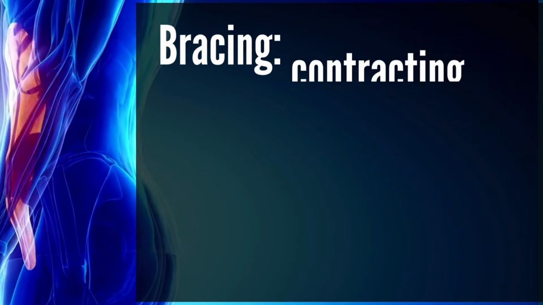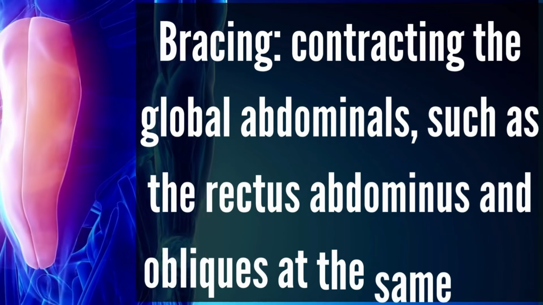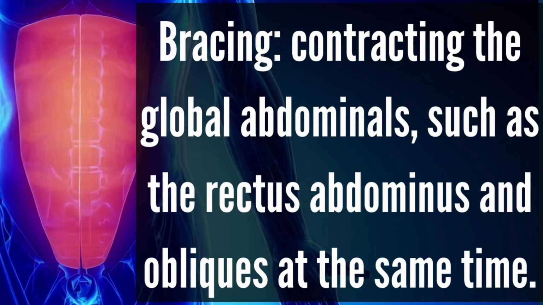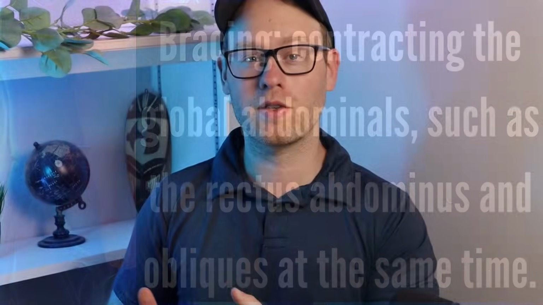And you're almost certainly going to get a bracing versus drawing in question on the big test, so let's go over how you're going to get that question right. Bracing is contracting the global abdominals such as the rectus abdominis and obliques at the same time. So again, bracing has to do with global abdominals like the rectus abdominis and the obliques. Drawing in is similar, but it's about the local core muscles. Really, it's about the transverse abdominis, that deepest core muscle. It's more about pulling your core in, or pulling that belly button or navel in towards the spine.